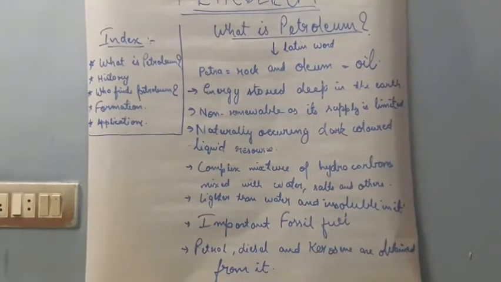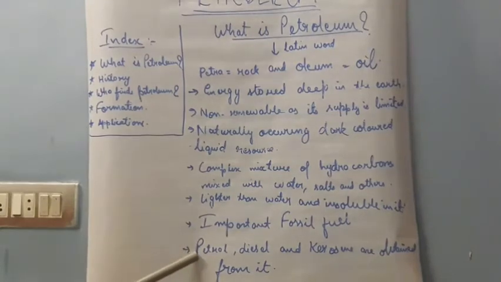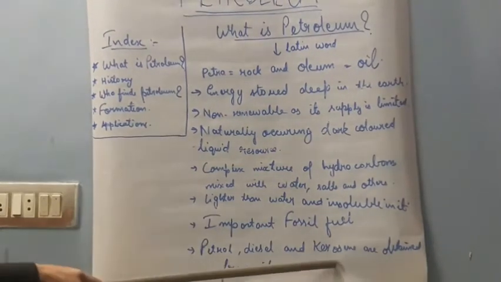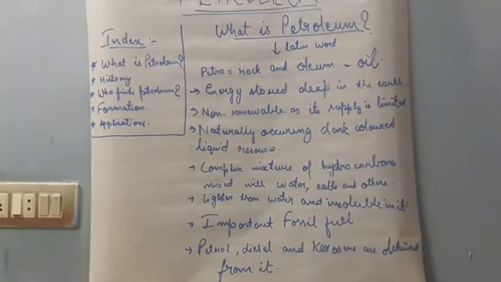It is used in the production of petrol, diesel and kerosene. Means the petrol and diesel we use in our cars and bikes, and the kerosene which we use for cooking, these are obtained from petroleum itself. From the word petroleum, we may think that petroleum is petrol only, but no. Petrol is obtained from petroleum. Petroleum and petrol are different things, and we obtain petrol, diesel and kerosene from petroleum. This is it about what is petroleum. I hope you all are clear.